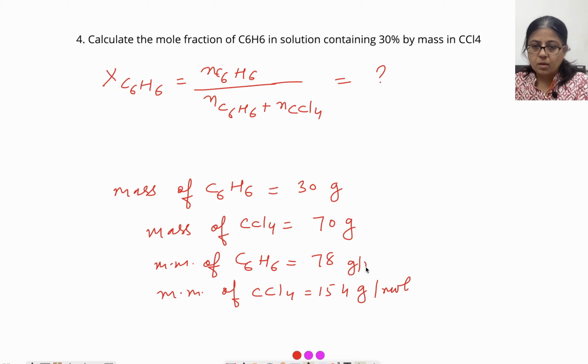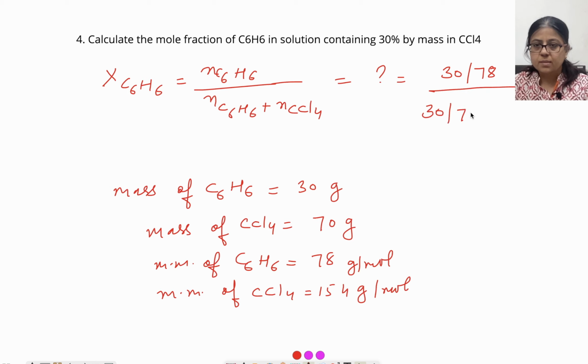Okay, so this is how you will get the number of moles. Put down the values here: number of moles of benzene, 30 divided by 78, and then again 30 divided by 78 plus mass of CCl4, 70 divided by 154. Okay, so this will be equal to the mole fraction of benzene.